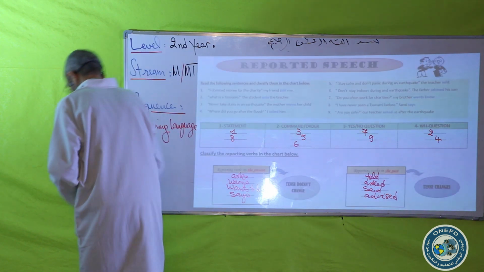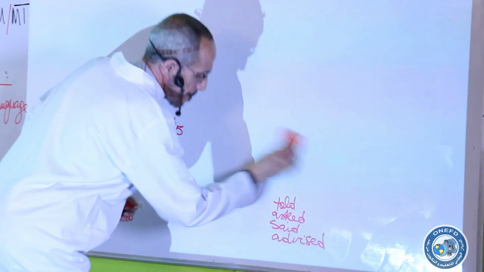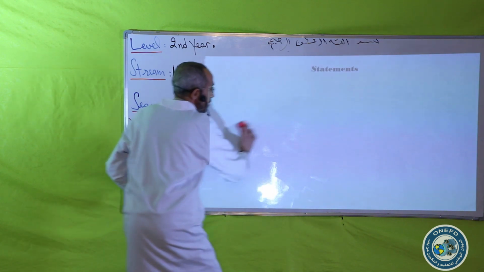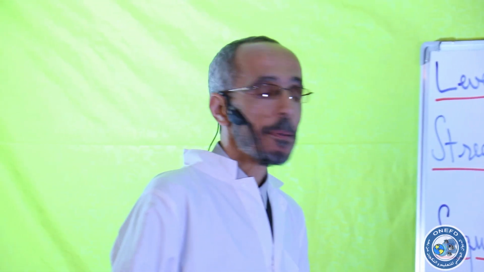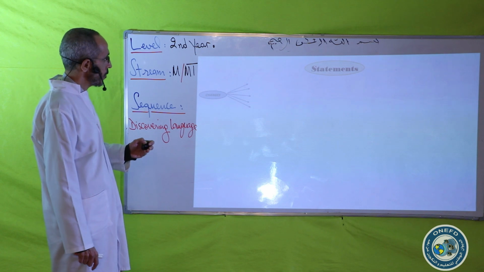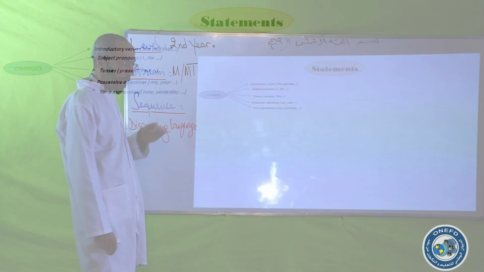Let's clean the board. Let's see for statements, what are the changes we perform when we change from direct to reported speech? The changes are as follows. Introductory verbs, subject pronouns, tenses, possessive adjectives, and time expressions.